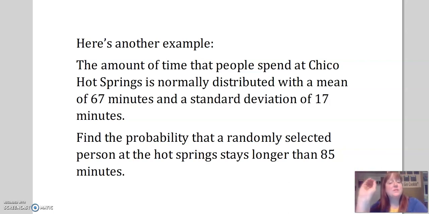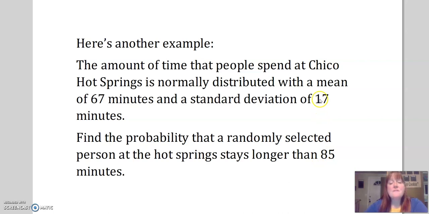The amount of time people spend at Chico Hot Springs is normally distributed with a mean of 67 and a standard deviation of 17 minutes, which means the average person spends about 67 minutes at the hot springs, and it's spread by about 17 minutes on either side. Find the probability the randomly selected person at the hot spring stays longer than 85 minutes.